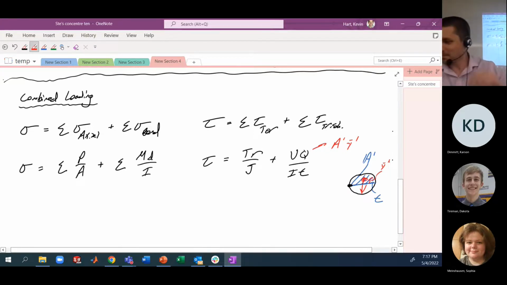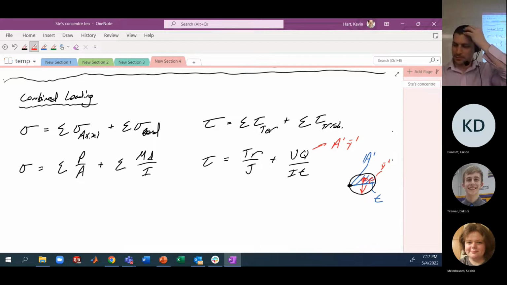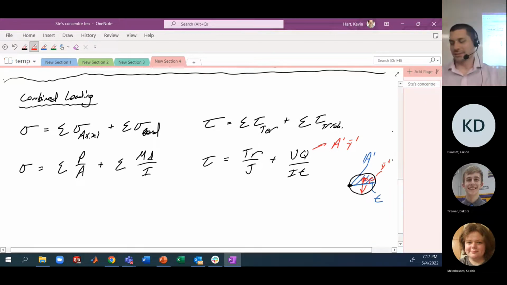All right. So that Q is that weird variable, but just remember A prime, Y bar prime. You'll have a list of centroids tomorrow, so, Y bar prime for a circle, if you haven't kind of committed to memory this half circle, 4R on 3 pi. Hopefully you commit that to memory. If not, it's going to be on the equation sheet, so you'll have that, okay?